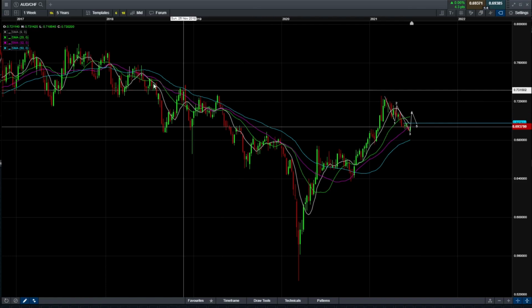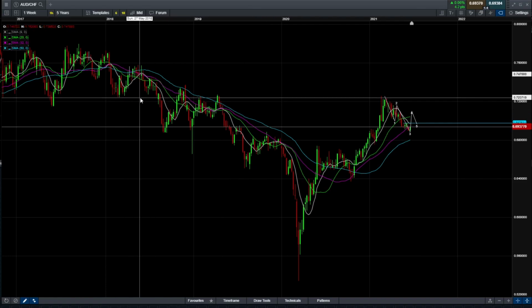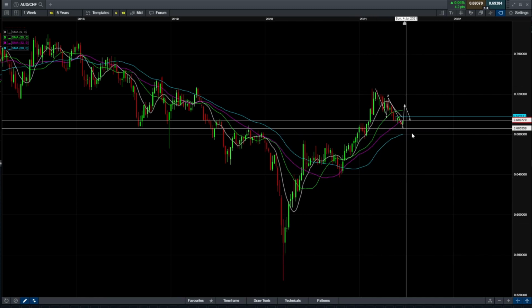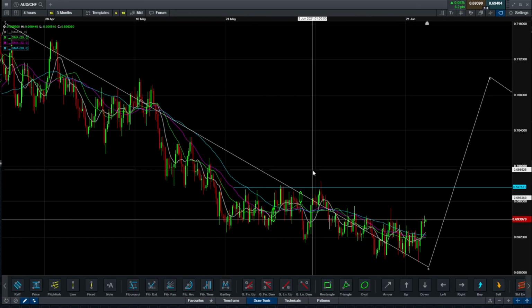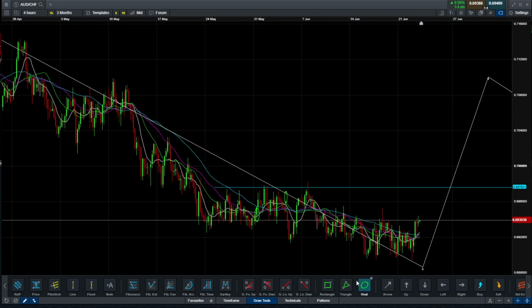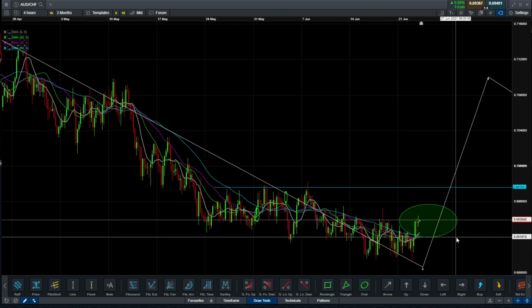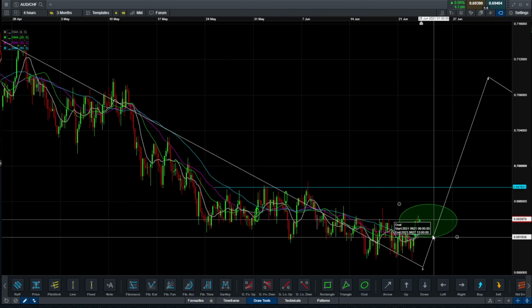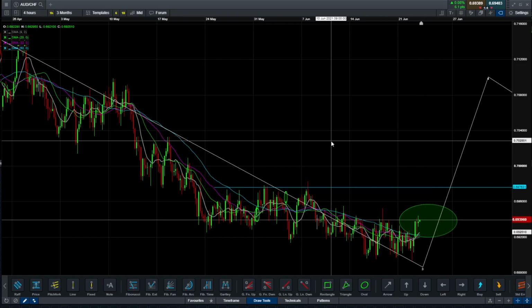The first graph we've got here is the Australian to Swiss. This is a weekly graph. As you can see, we're in a strong uptrend overall. If we zoom into the 4-hour graph, what I'm looking for is the market has moved up above the moving averages here, but looking for it to consolidate above the moving averages and then move higher. Moving higher, that will be the buy signal for me.